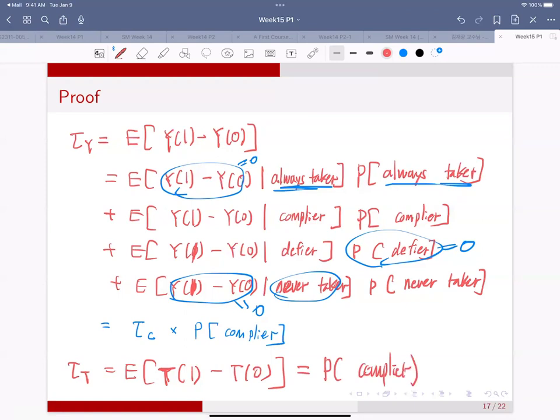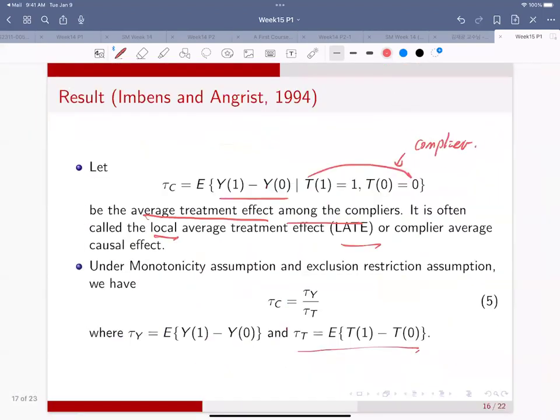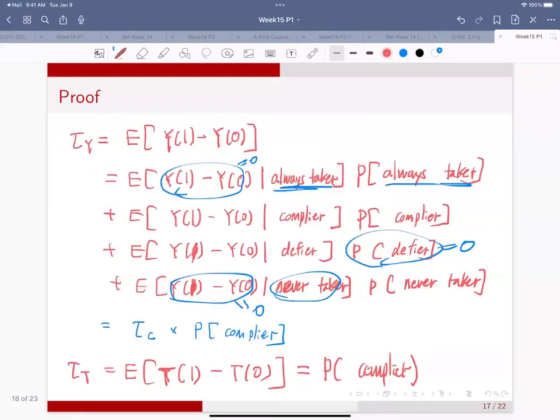Defier will be tau one is zero, tau zero is one, but we have a property that is zero. Third one, this is never taker, zero minus zero, which is zero, right? So then we have this. So now tau c is tau y divided by this complier, tau complier, but this property of complier is equal to tau t. So that basically proves this equation 5.